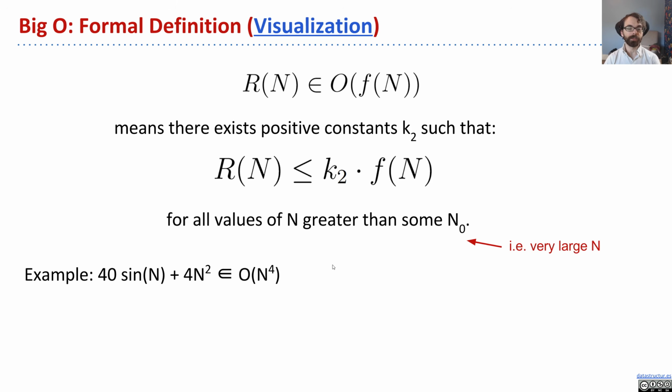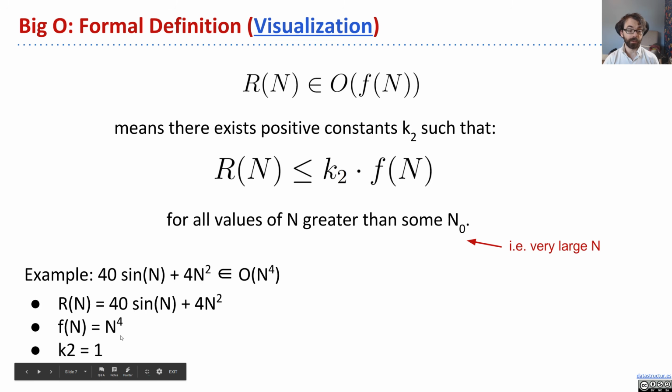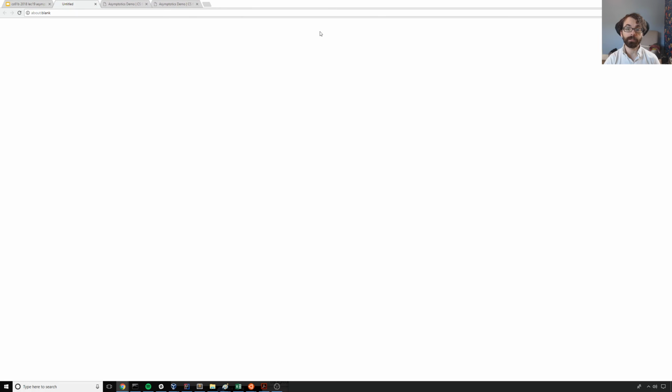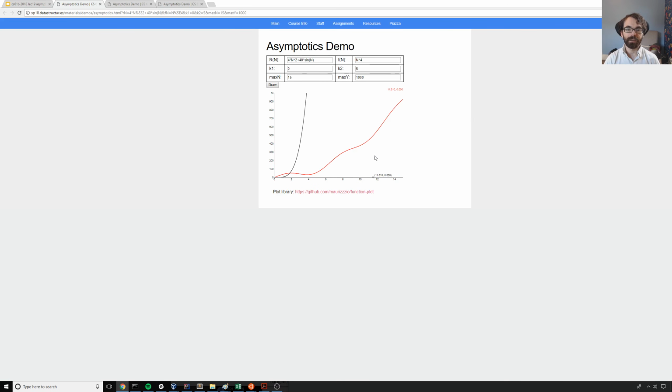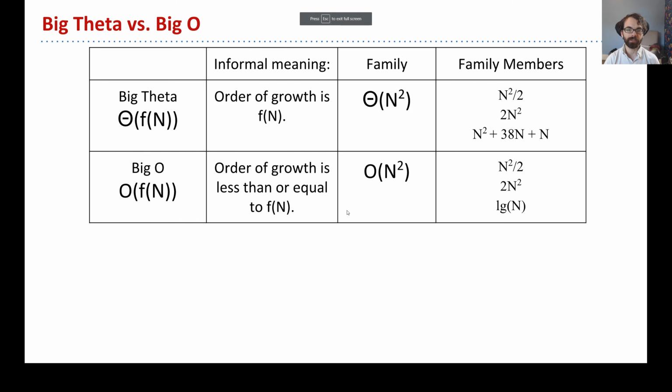That's it. So for example, if we take the function 40 sine n plus 4n squared, we can say that it is Big O of n to the fourth, because, well, here's our runtime function, here's my f of n, n to the fourth, and I pick k2 equals 1. If we look at the visualization, here's our function, and here's our f of n, and as you can see, it is much, much smaller. n to the fourth is much, much bigger than our 4n squared plus 40 sine n, so therefore it is Big O of n to the fourth. That's it. Not a lot to it.